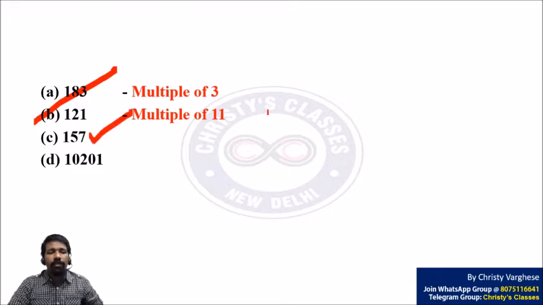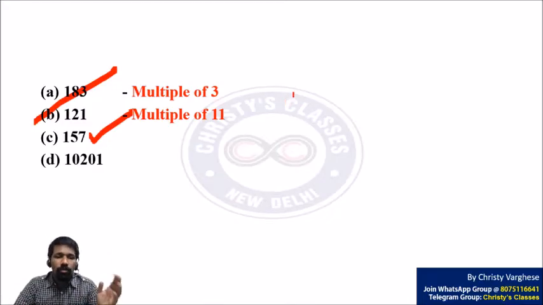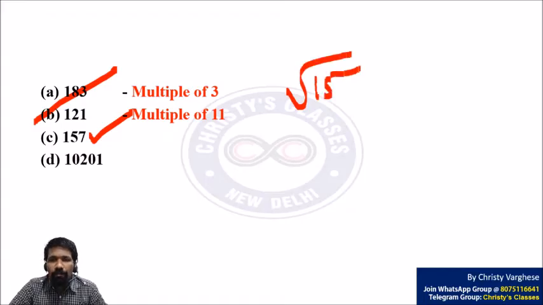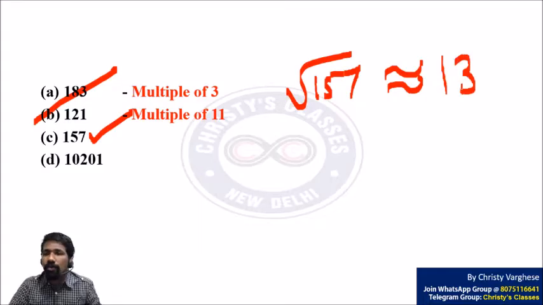So 157 you take and try to check whether it is a prime number using the shortcut method I told you. Normally, to check if 157 is prime or not, you have to check by all the small possible numbers 2, 3, 4, 5, 6, 7, 8, 9 up to 156. But that much time we don't have. That is why we just check the square root of 157, approximately 13. Because the square root of 169 is 13, the square root of 144 is 12, so the square root of 157 will be approximately 13.